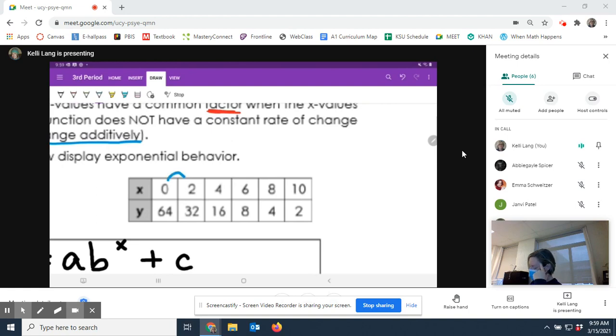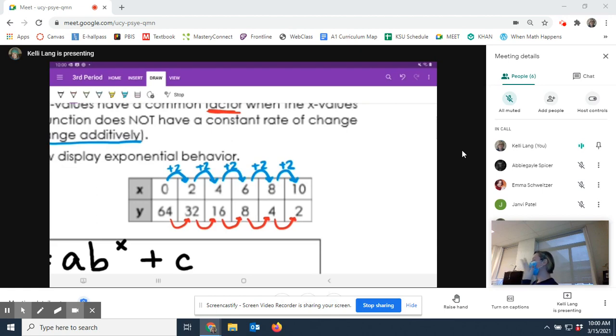So first we need to look at how x is changing. When x goes from 0 to 2, 4, 6, 8, 10, it's counting up by 2s, right? We get a +2 in between each step here. So the change in x is additive. Let's look at the change in y. When we go from 64 to 32, well, we might be subtracting 32, but then look at the next step, from 32 to 16, and then from 16 to 8, and then from 8 to 4. What's the pattern we're noticing? Each step, we're dividing by 2.